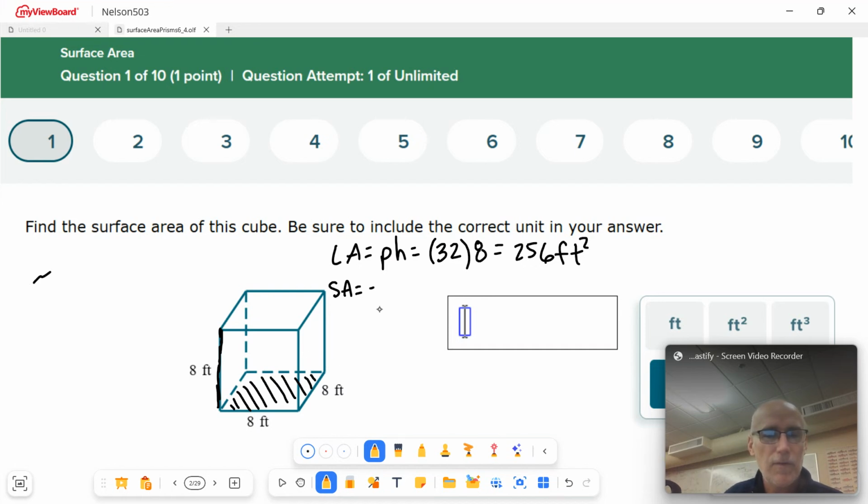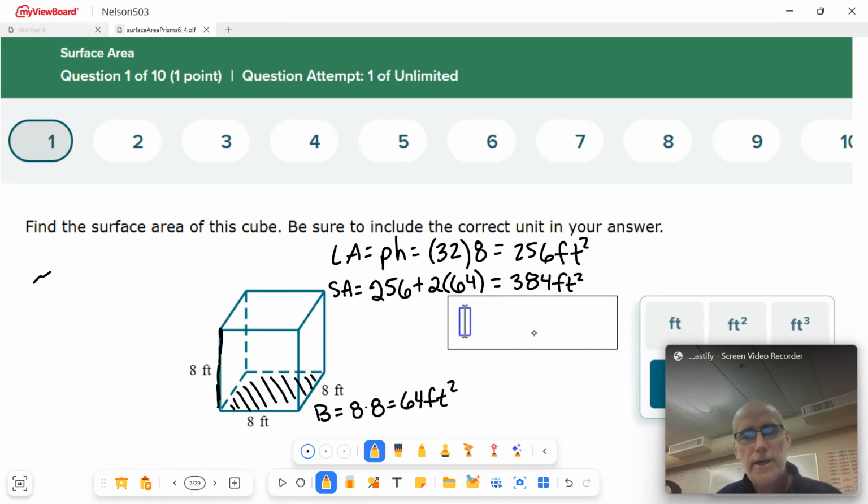And the bases are 64 because it's a square, right? So the area of the base, usually we use a capital B for base. 8 times 8 is 64 square feet, okay? So my surface area is going to be the 256 number plus 2 bases, 2 64s. That's 128 more onto that, which is going to be something like 384 maybe. Okay, don't quote me on that, but you'll have different numbers on your problem, right?